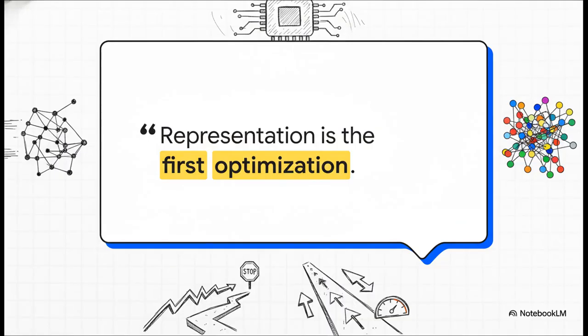And this is such a perfect example of a fundamental truth in engineering. How you decide to represent your data, that is your very first and honestly probably your most important optimization. Get it right, and your algorithm will fly. Get it wrong, and the whole thing can just grind to a halt.